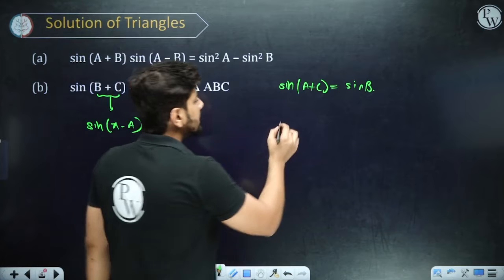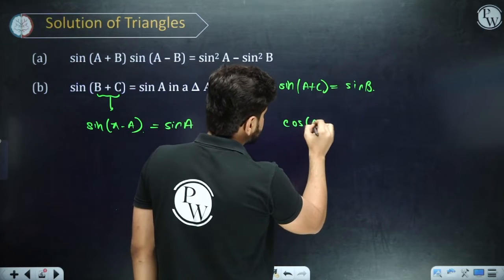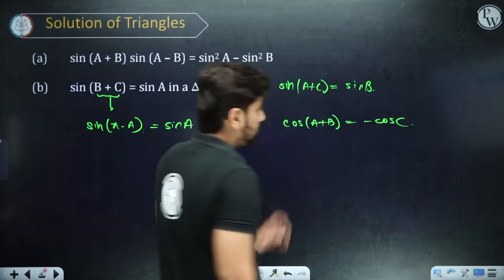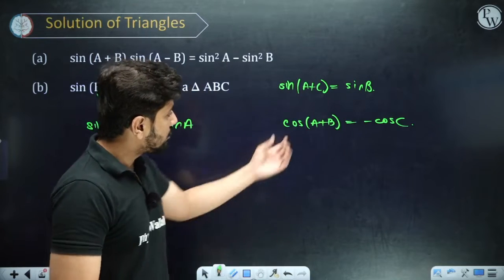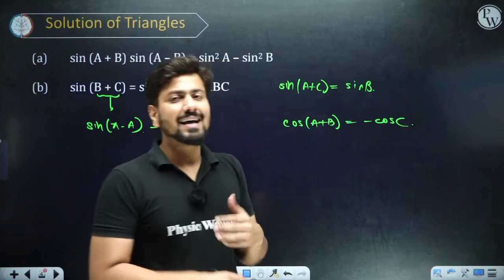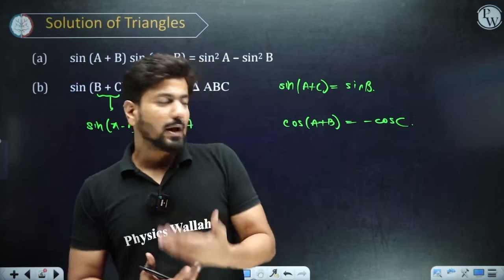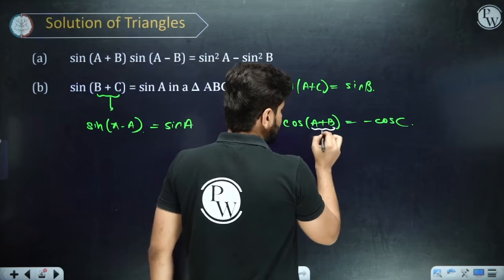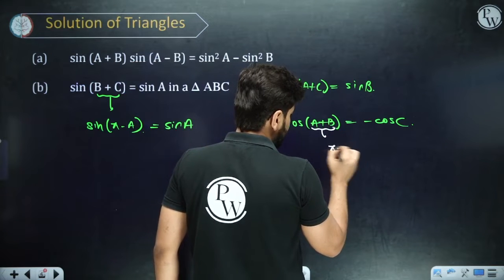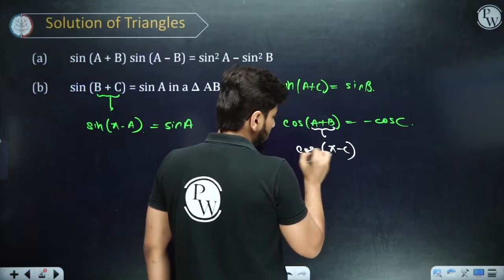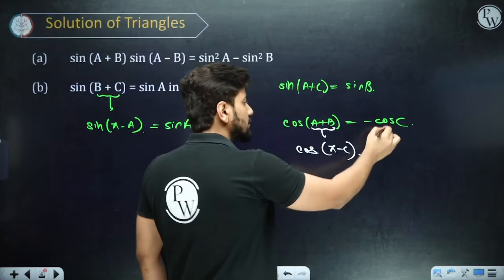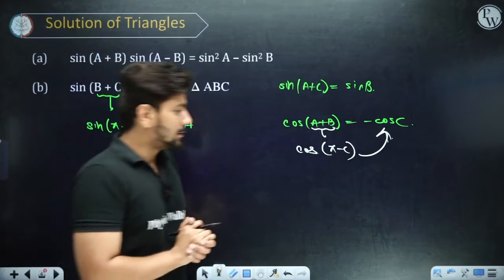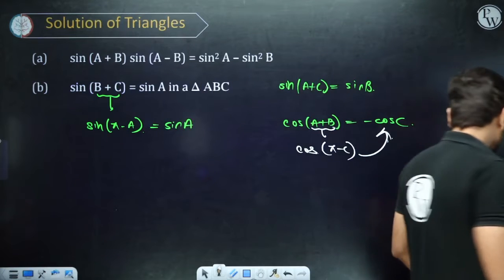In a similar way, if there is cos of (A plus B), I am going to write this as minus cos C. Minus sign will be there. Why? Because cos of supplementary angles are negative of each other. If you write A plus B as pi minus C, we have cos of (pi minus C), and cos of (pi minus C) is equal to minus cos C. Very simple, very easy. Moving ahead.